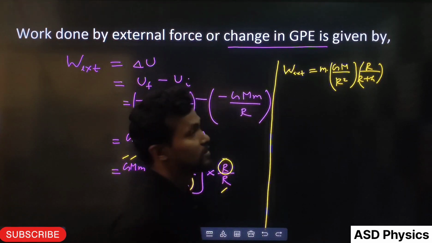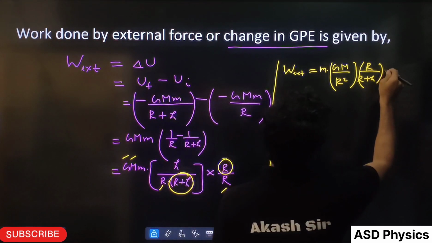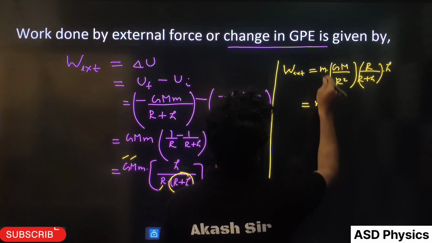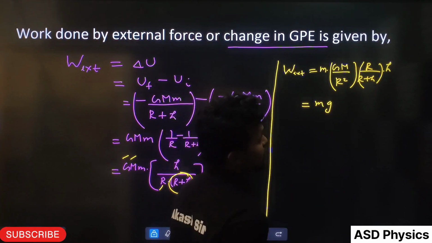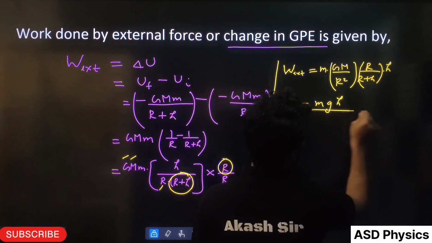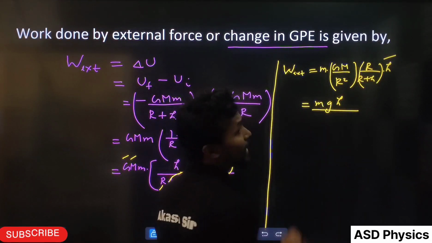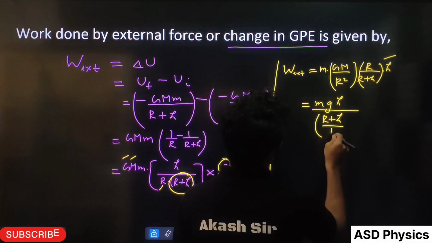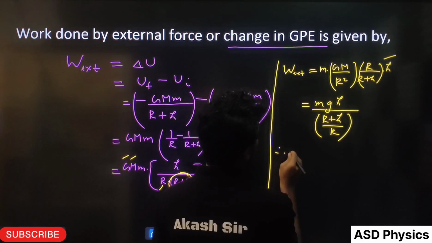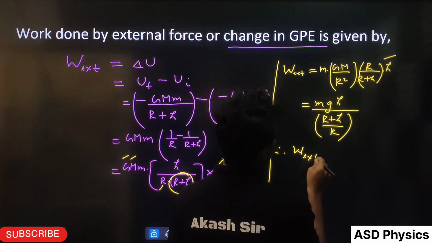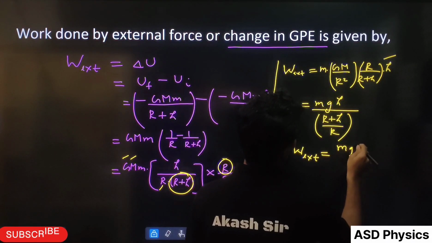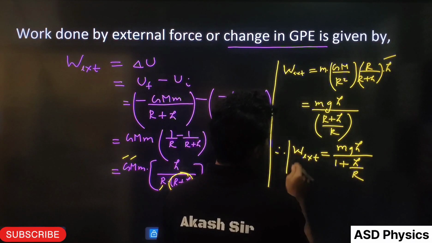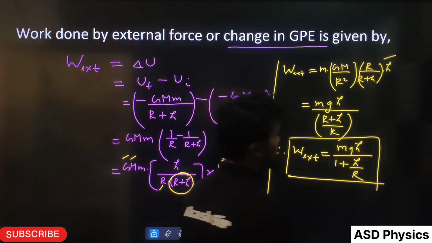Okay, and after that, students, one more thing, this H is pending. So students, you can see here, this is m. What is GM by R square? G. And what is this H? Now this H I have written here. Now R by R plus H, what can I write here? I can write R plus H by R, is it? Hence work done by external force is given by mgh by 1 plus h by r. Okay, so this is our general formula.